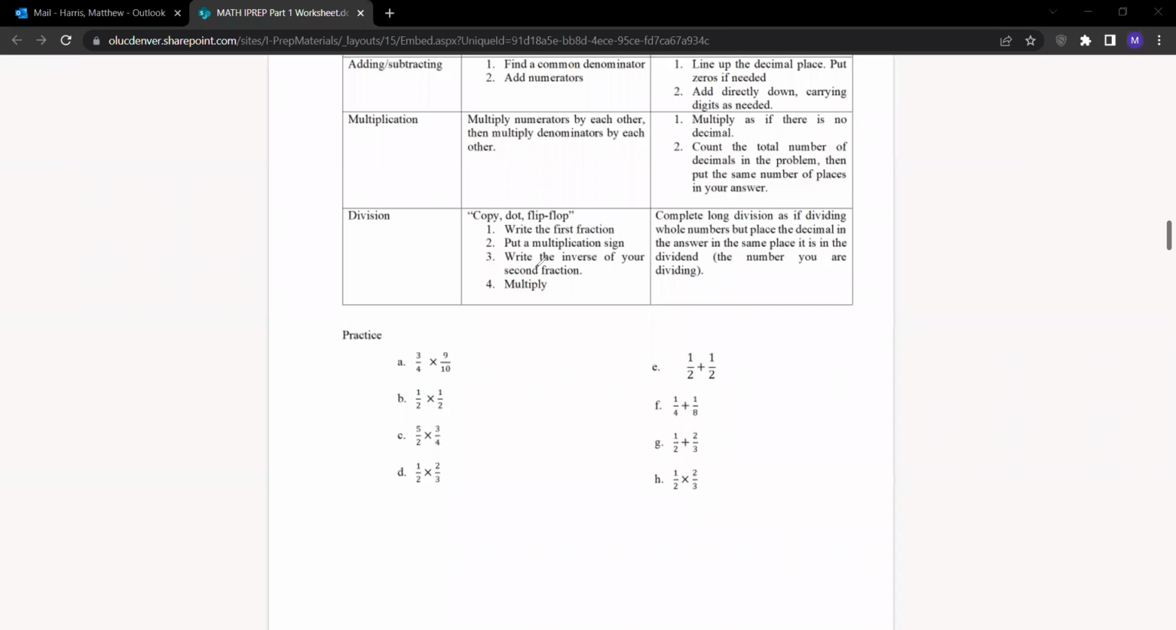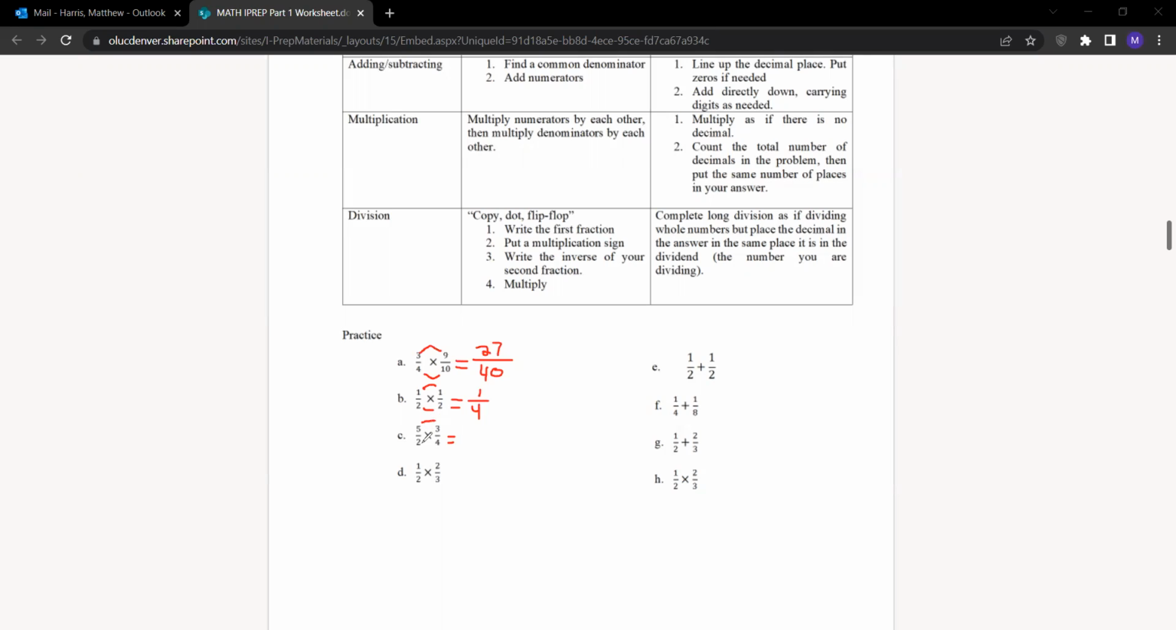All right, so let's go ahead and do some practice. First, we have 3/4 times 9/10. We can, of course, multiply those by each other. 3 times 9 is equal to 27, 4 times 10 is equal to 40, and that is our answer. Also, we have 1/2 times 1/2. It's the same thing. We multiply our numerator and our denominator. 1 times 1 equals 1, 2 times 2 equals 4. Our answer is 1/4.